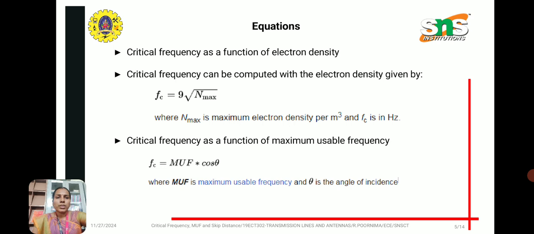Critical frequency as a function of electron density: Fc equals 9 square root of N max. N is the maximum electron density per meter cube and critical frequency is in hertz. As a function of maximum usable frequency, it is given by Fc equals MUF multiplied by cos theta, where theta is the angle of incidence.